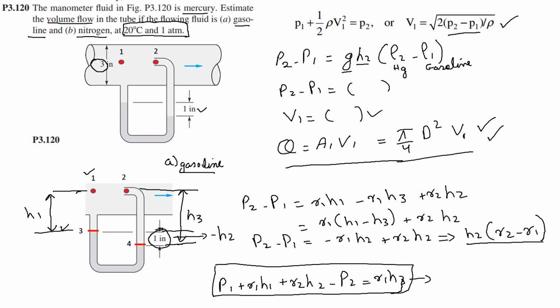So this was for part A. You have to do the same for part B by putting in the value here. Instead, you will have to put the value of nitrogen, and then the rest is the same. You will get P2 minus P1. For this value you will find velocity V1, and then you will find your volumetric flow rate using this formula. So instead of gasoline, put the density value of nitrogen, and you will get your differential pressure P2 minus P1 for nitrogen and mercury, and then you can find the velocity and volumetric flow rate.